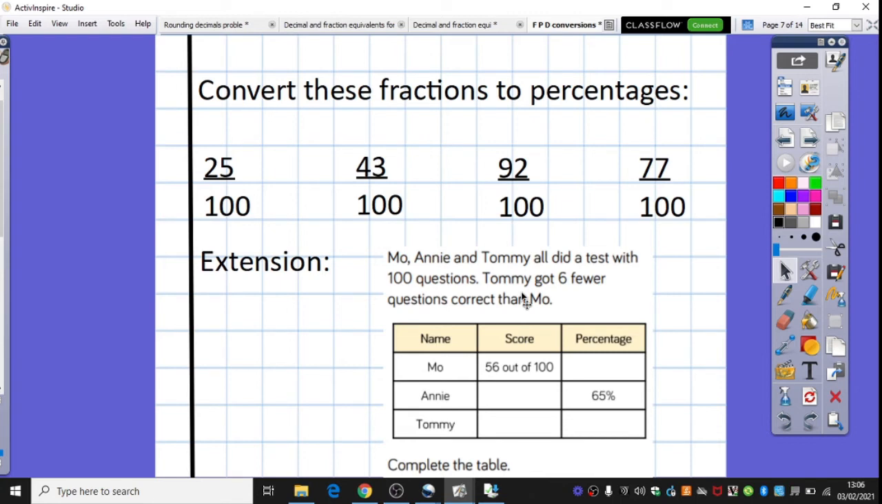Mo and Annie and Tommy all did a test with 100 questions. It was out of 100. Tommy got 6 fewer questions correct than Mo. So we've got Mo's score here. What would that look like as a percentage? What would Annie's score be if the percentage is 65? And can we work out what Tommy's score was and his percentage? So if you pause the video now.